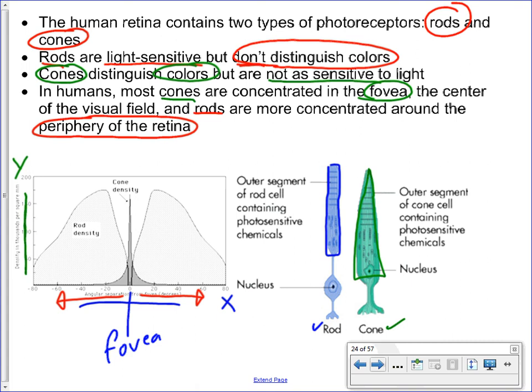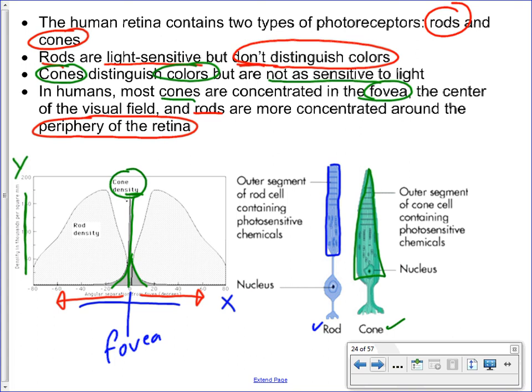Of the two different kinds of photoreceptors that we have, the highest concentration or density of the cones is right at the fovea. So very, very high density there. What happens if you go away from the fovea? Well, we can see that the density drops off very quickly. So very, very few cones are found outside of the fovea.